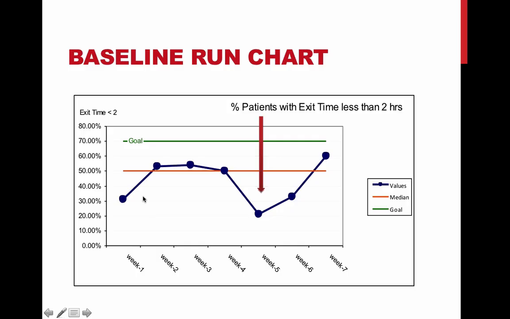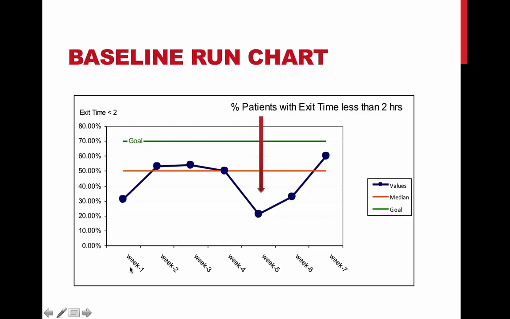So this is what my baseline run chart looks like. Remember what our measure was. We found that only 49% of patients were meeting our stipulated criteria of less than 2 hours of discharge exit. We want to increase it to 70%. In this chart, you can see that the goal is identified by the green line at 70%. Our baseline is the orange line, which is 49%, about 50%.